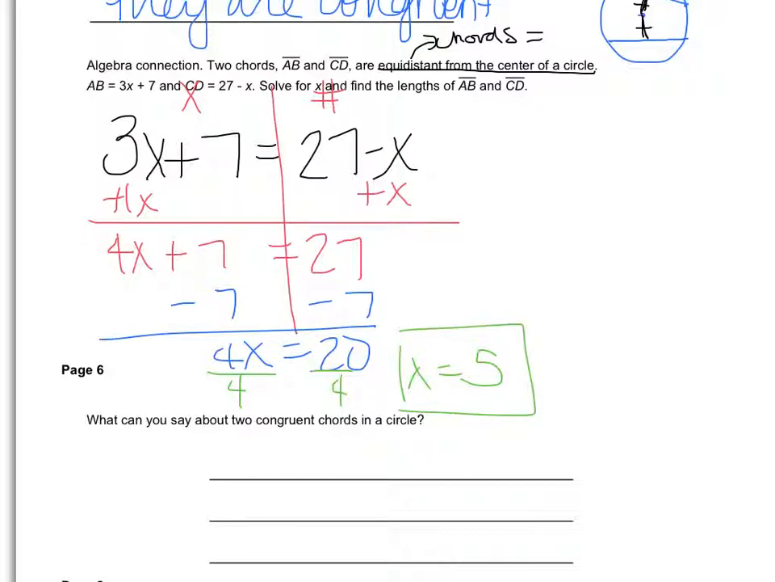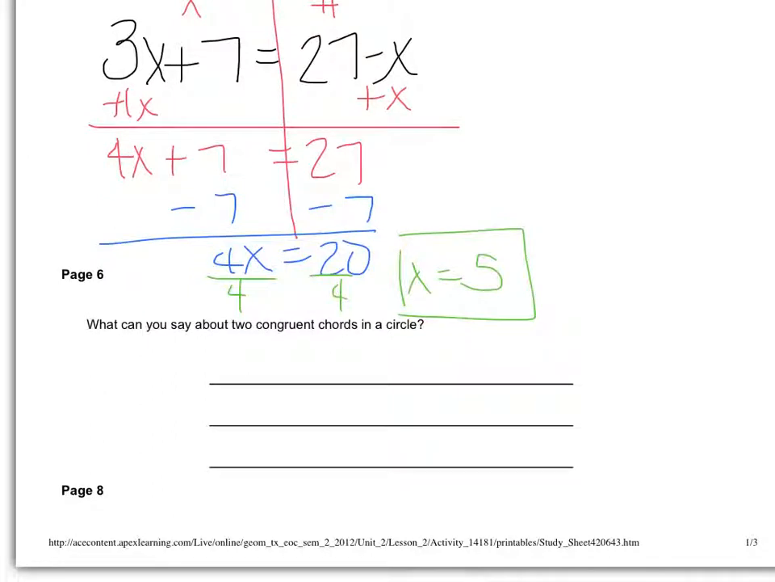So what can you say about two congruent chords in a circle? Well, if you have two congruent chords, then that means that they are the same distance from the center. So it's the opposite of what we said before. Before we said if they were the same distance, then they were congruent. Now we're saying if they're congruent, they're the same distance from the center.